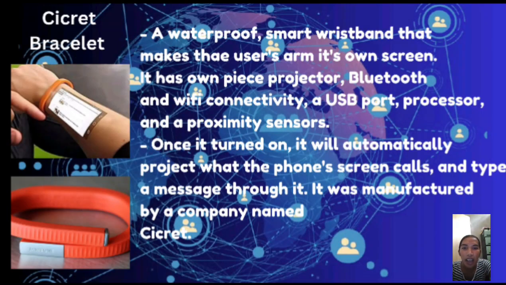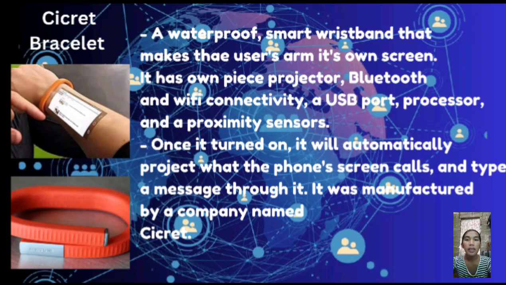Secret Bracelet, a waterproof smart wristband that makes the user's arm its own screen. It has a built-in projector, Bluetooth and Wi-Fi connectivity, a USB port, a processor, and a proximity sensor. Once it's turned on, it will automatically project the phone's screen, letting you take calls and type a message through it. It was manufactured by the company named Secret.